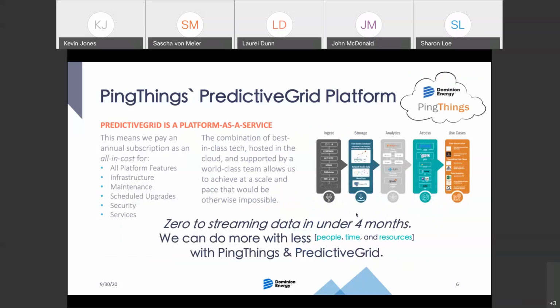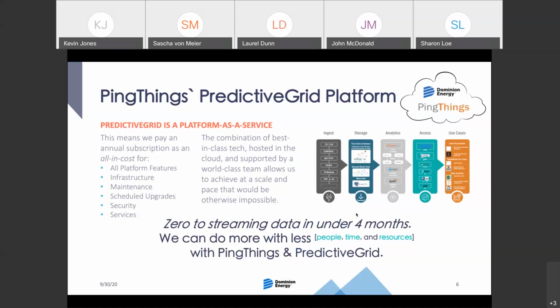I mentioned before that we'd worked with Ping Things to set us up with the right technology solution for our data analytics program. This is the same technology that's under the NI for AI platform. Literally the exact same thing that Dominion is using is what the NI for AI community will have available to it.